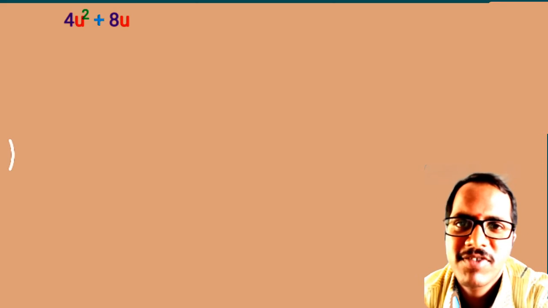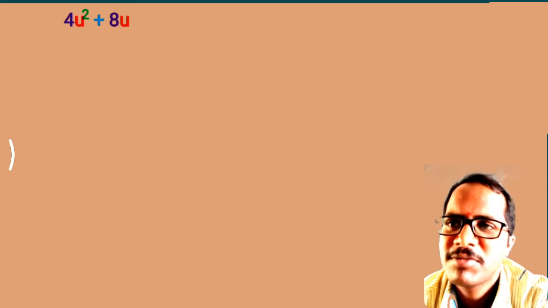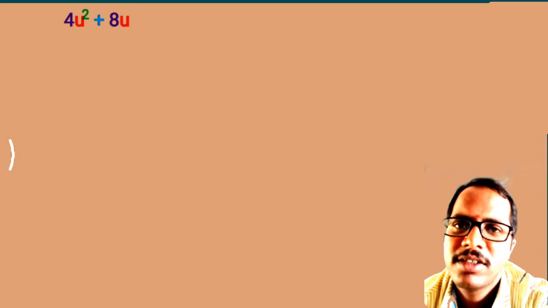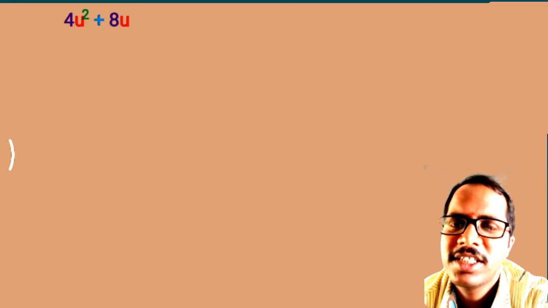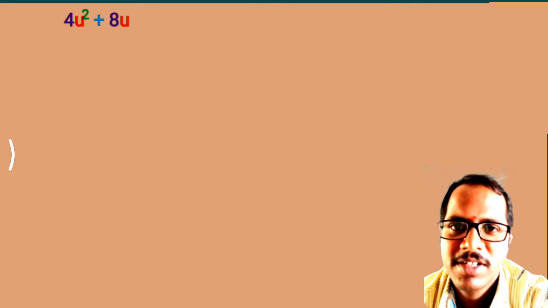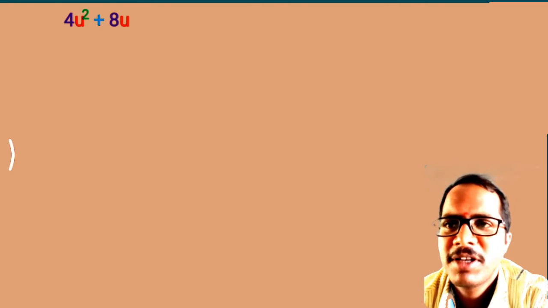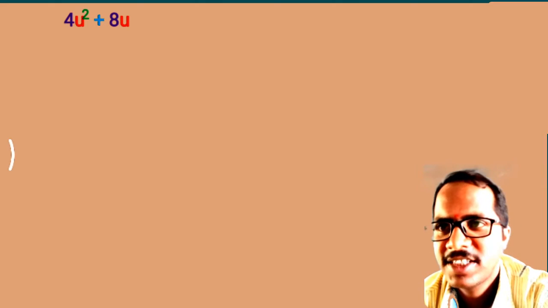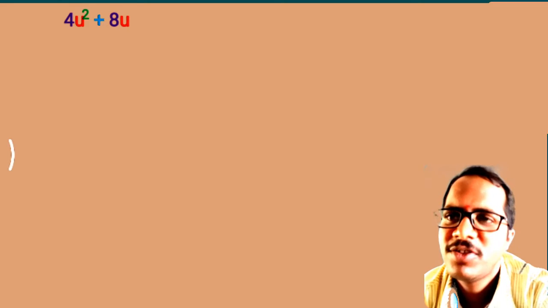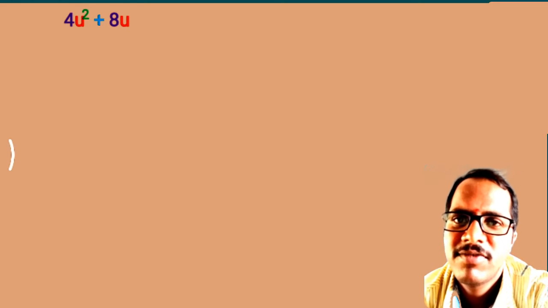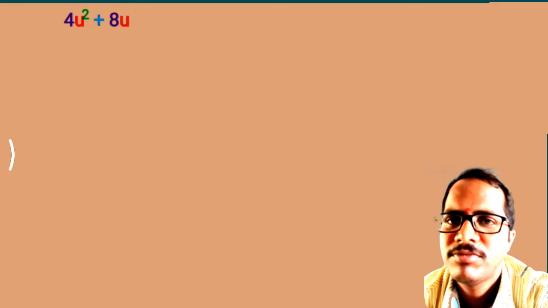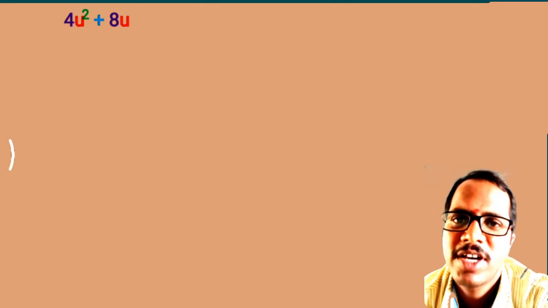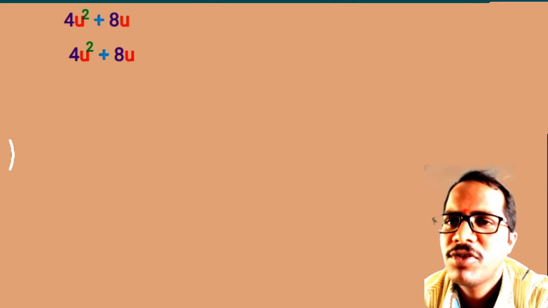Here, if we observe this quadratic polynomial, here we have only two terms, and that are 4u square plus 8u. So in this, the constant term is not given. So in the place of constant term, we may write 0 also. Now, let us first find out the zeros of this quadratic polynomial. For that, let us equate this polynomial value as 0. So we get 4u square plus 8u equals to 0.